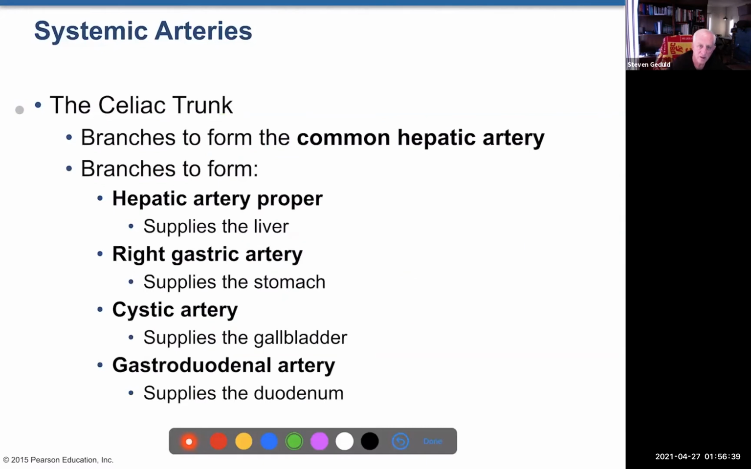Okay. Then the common hepatic artery that branches from the celiac trunk. Okay. That forms the hepatic artery proper, which supplies the liver. The right gastric artery, which supplies the stomach. The cystic artery, which supplies your gallbladder. And the gastroduodenal artery, which supplies the duodenum. It's the beginning part of your small intestine.